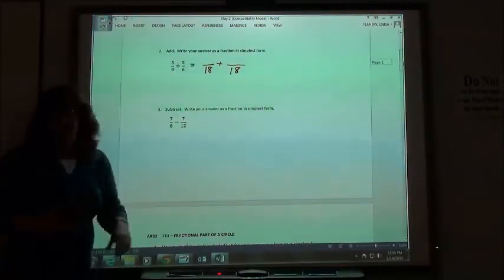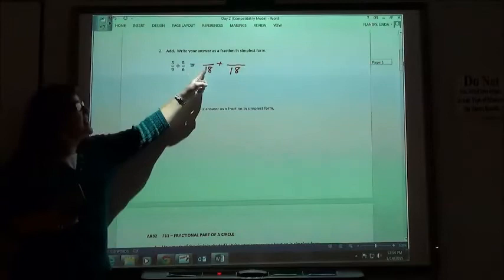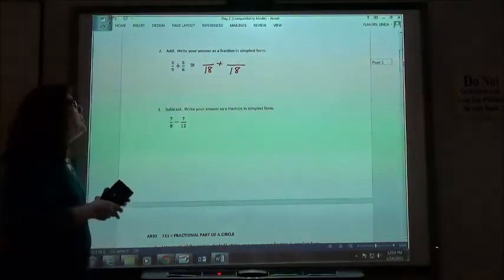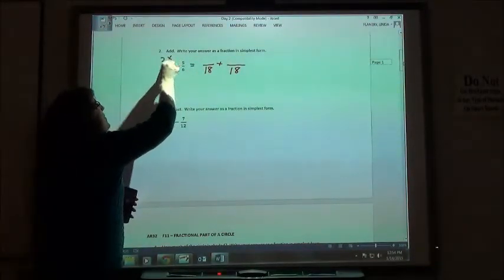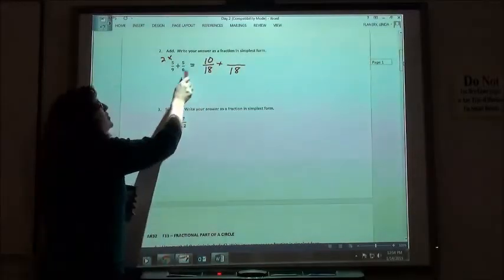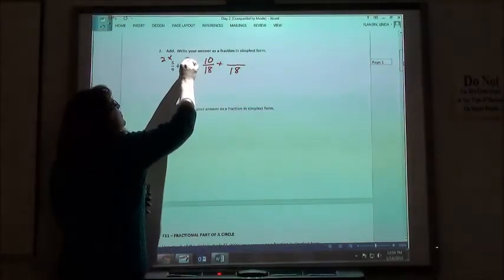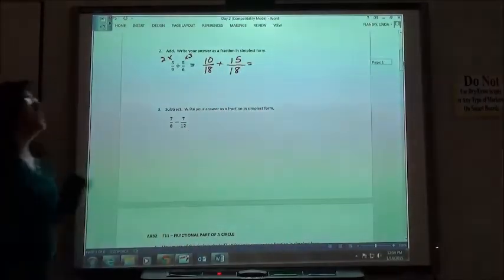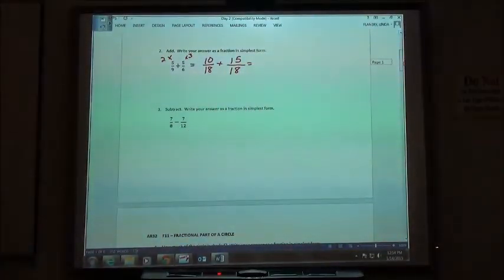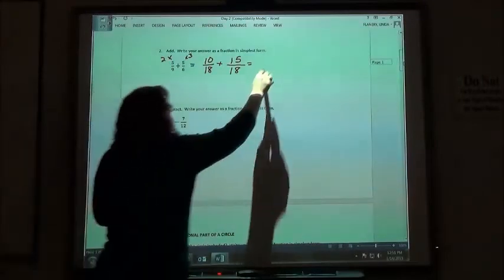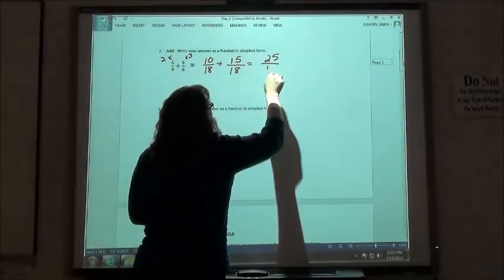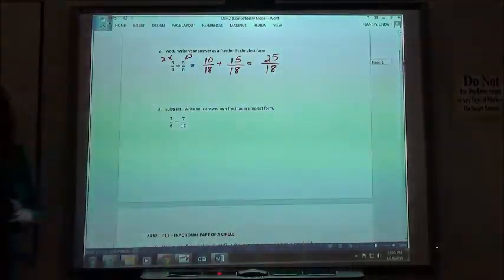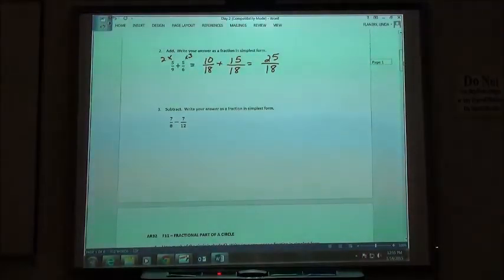Making our equivalent fractions then. 9 divides into 18. 2 times the 5 on top is 10. 6 goes into 18. 3 times the 5 on top, 15. So now we're going to add 10 plus 15, 25 18ths. Now if you're really looking at that and you weren't sure, does that reduce down or not?